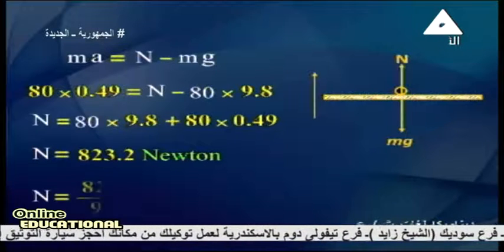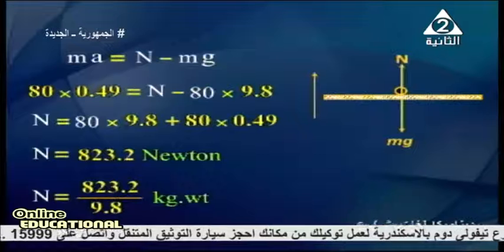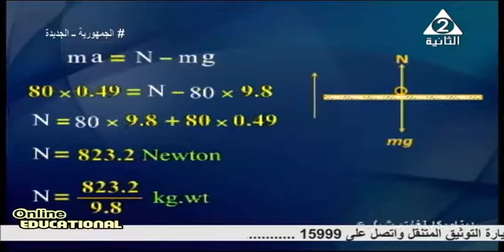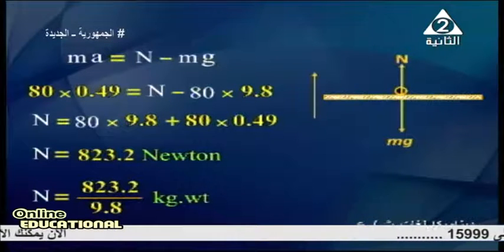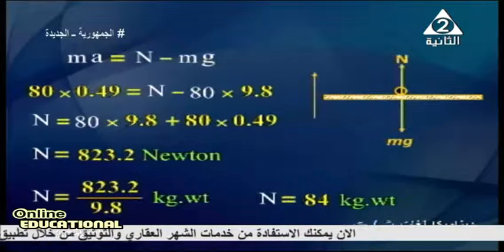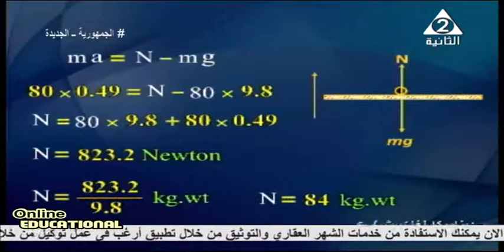This pressure in kilogram weight equals 823.2 divided by 9.8. Then the pressure N equals 84 kilogram weight.